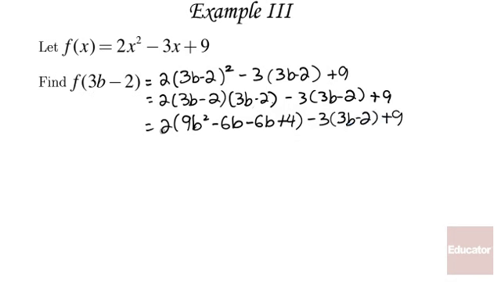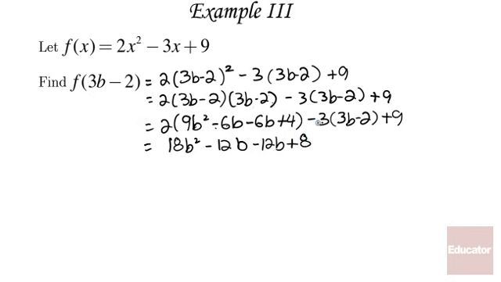Now, using the distributive property and multiplying each term within the parentheses by 2 is going to give me 2 times 9b squared is 18b squared. 2 times negative 6b is negative 12b. And this is negative 12b. I also could have just added these first and then done the distributive property. It's going to come out the same either way. 2 times 4 is 8.